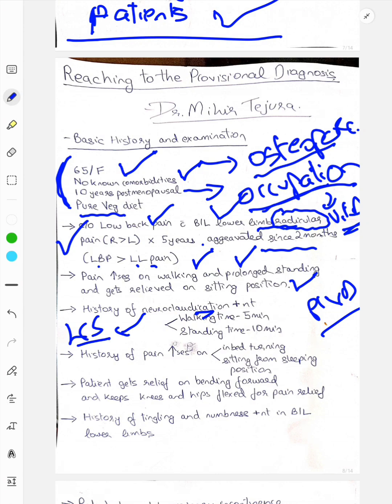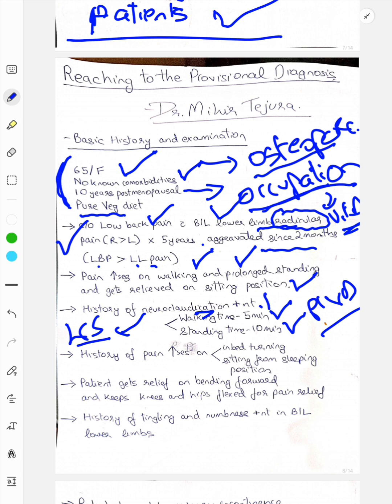So when there is neuroclaudication, you ask what is the walking time after which the patient has to sit due to pain, what is the standing time. This will give you the severity of neuroclaudication, the severity of lumbar canal stenosis, right? And additionally, let's suppose this patient presents to you after 6 months, so you can know the progress of LCS.